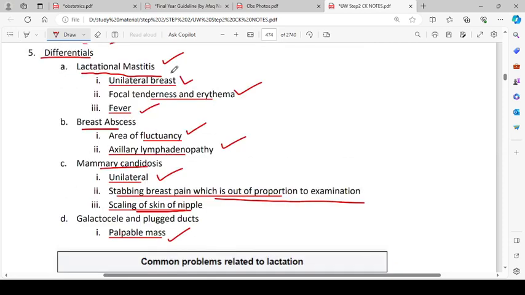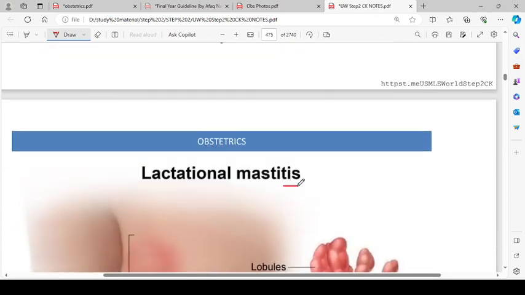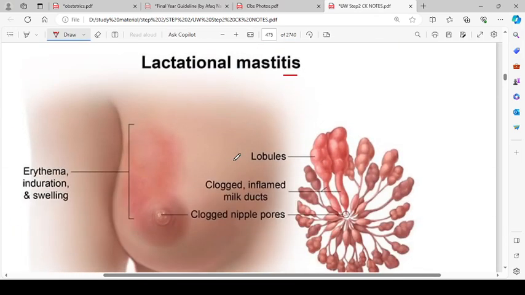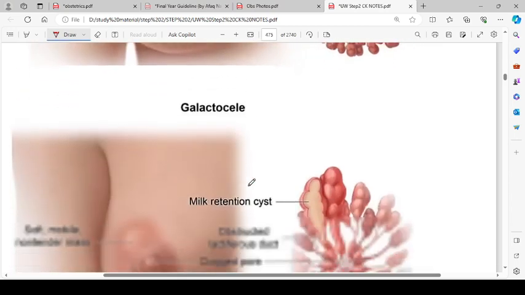In lactational mastitis there will be unilateral breast involvement, focal tenderness and erythema with fever. Because it's an inflammatory process, as the "itis" suggests, there will be fever and pain as well. Inflammatory signs will be there: erythema, induration and swelling, lobules, clogged inflamed milk ducts and clogged nipple pore.